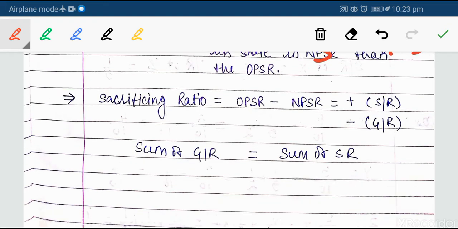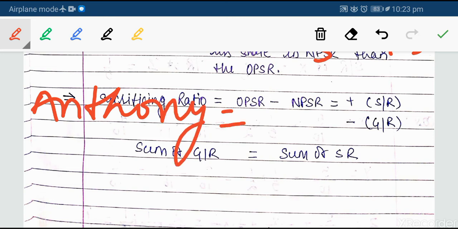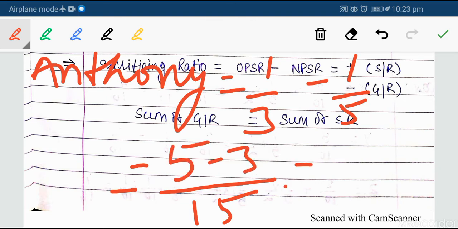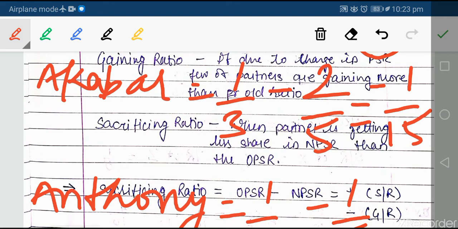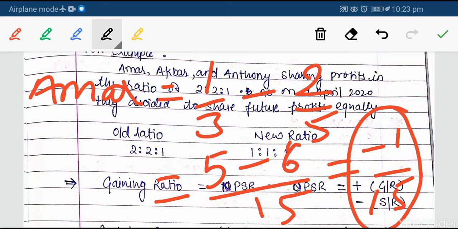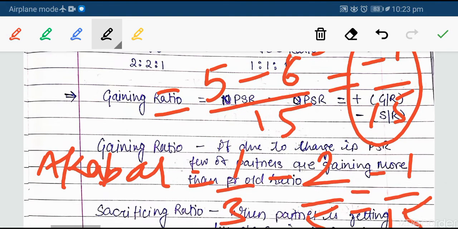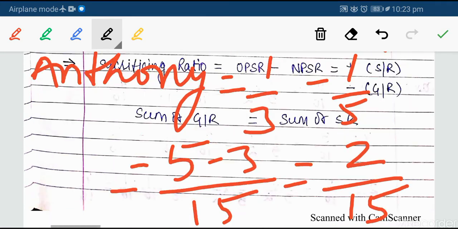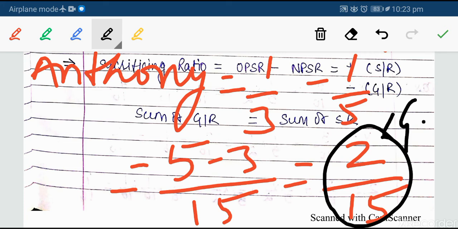Okay, now we will move to Anthony. Anthony's new profit sharing ratio is 1 by 3 and old profit sharing ratio was 1 by 5. So if we solve this, we will get 5 minus 3 over 15, that comes to 2 by 15. So this partner is gaining, and these partners are sacrificing. This is your sacrificing ratio and this is your gaining partner.